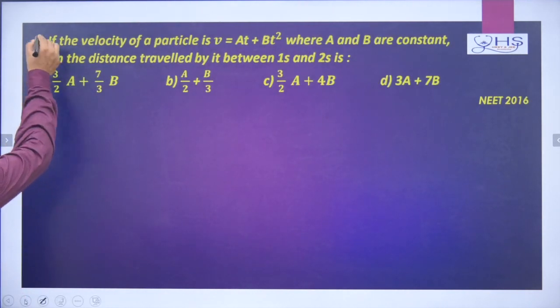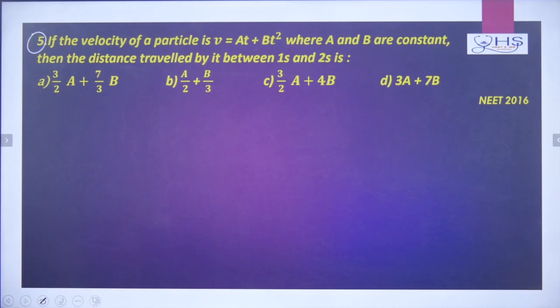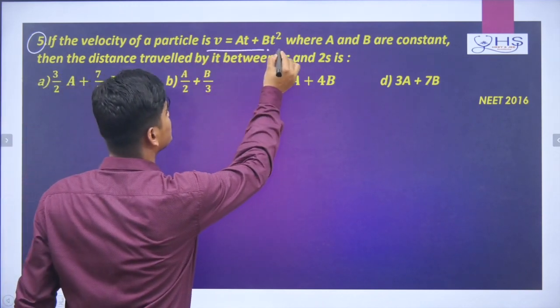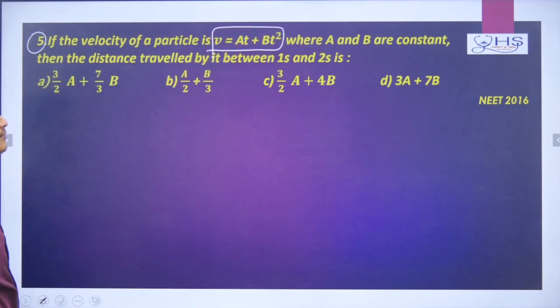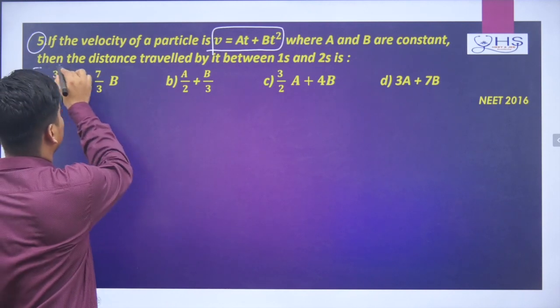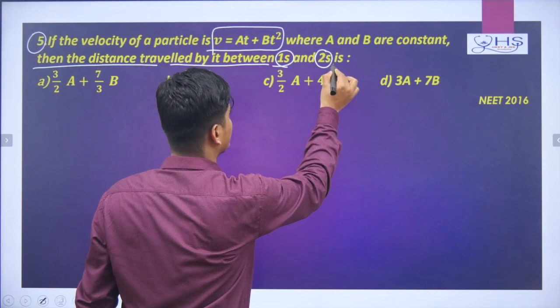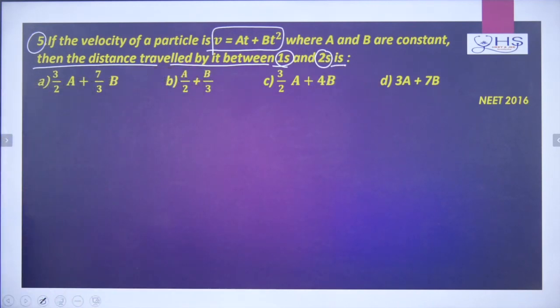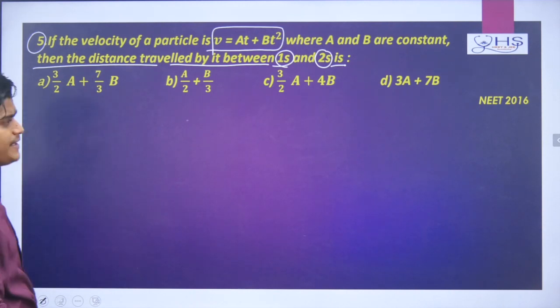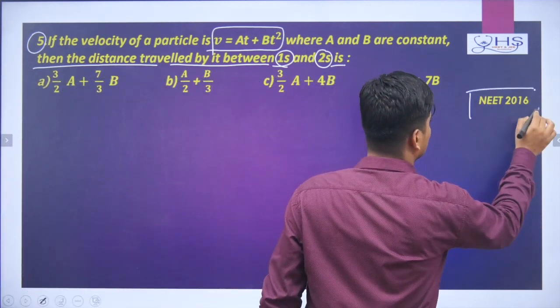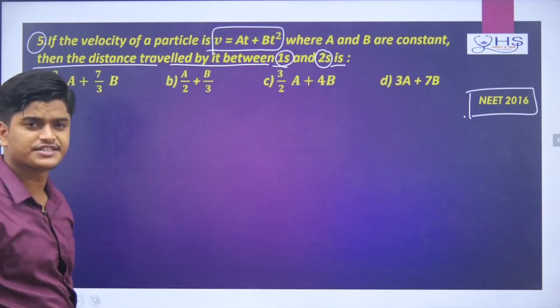Okay, now come to the next question. Here it is telling: if the velocity of the particle is v equal to at plus bt square, where a and b are constants, then the distance travelled by it between 1 second and 2 seconds is how much? And here some options are given. It is a NEET 2016 question.